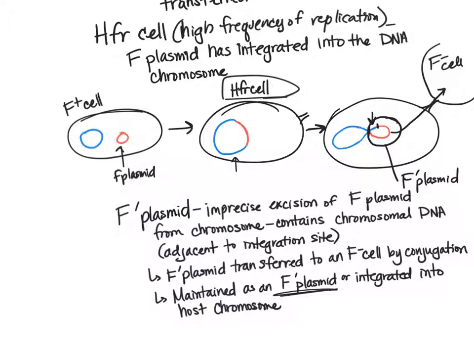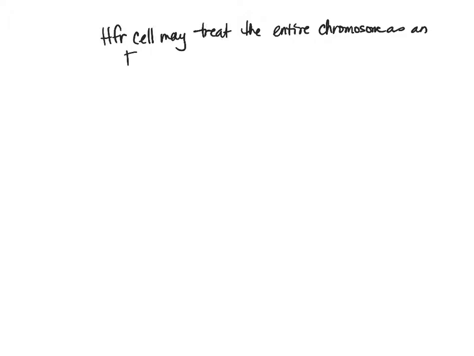And not only do we see this with the F prime plasmid, but we can see the HFR cell itself may be treating its entire chromosome as an F plasmid. So another thing that we see with these HFR cells is that they may treat the entire chromosome as an F plasmid. So recall that the genetic information for that plasmid is within the entire chromosome. So then when it does go through conjugation, if that plasmid hasn't been excised, then the cell might treat the entire thing as a plasmid.